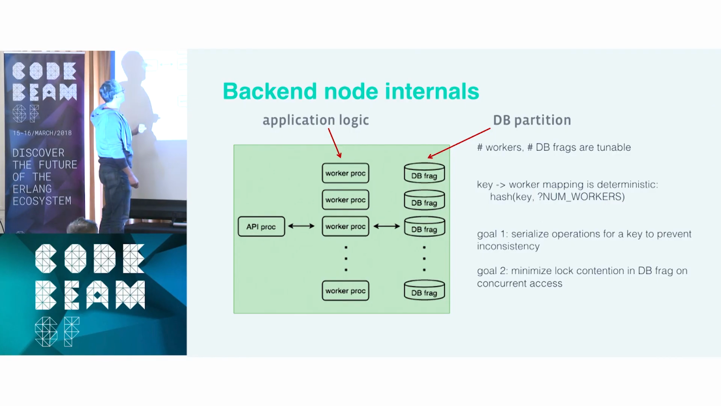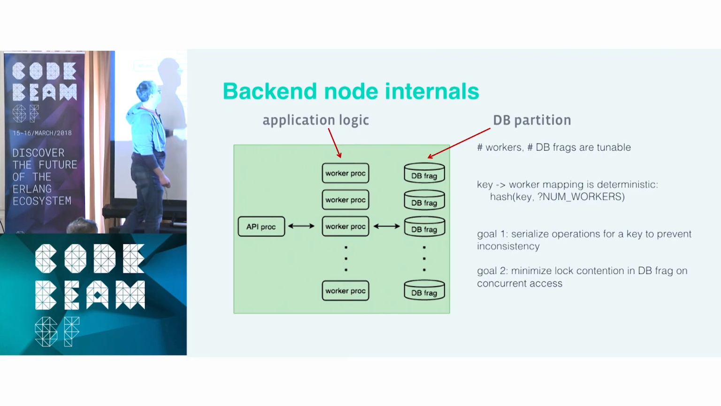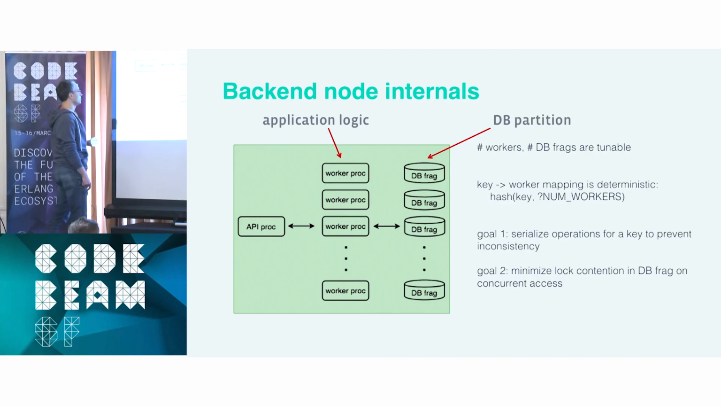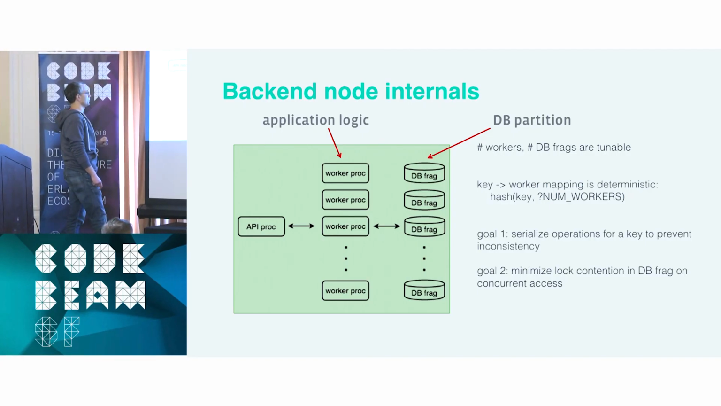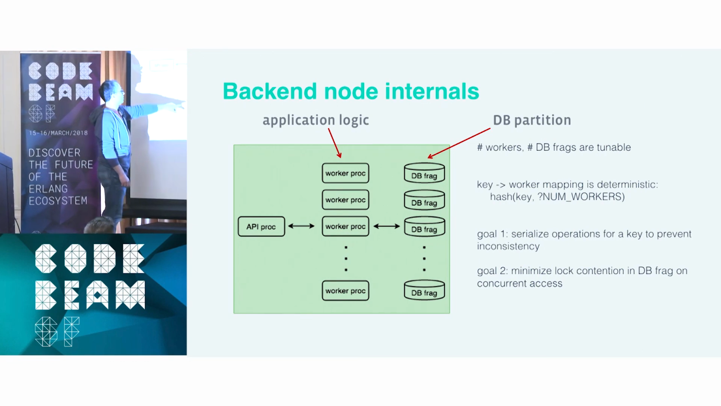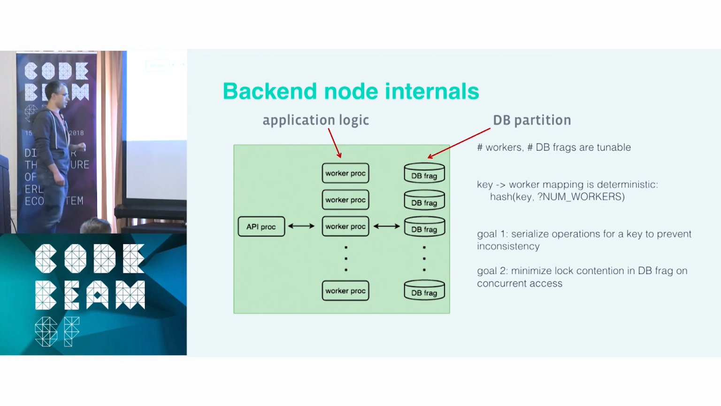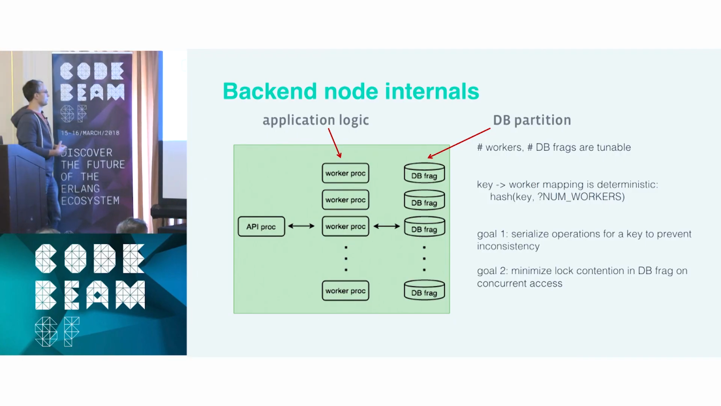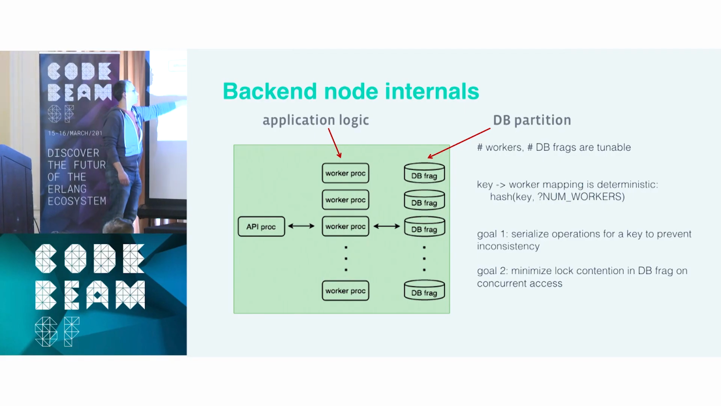But one thing to point out is that the number of workers and the number of DB frags don't have a one-to-one mapping. They scale completely differently. For example, workers run application logic, and depending on the needs and latency characteristics of requests, we may run more or fewer workers.